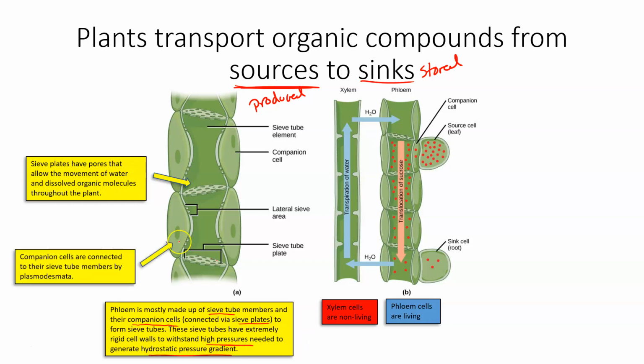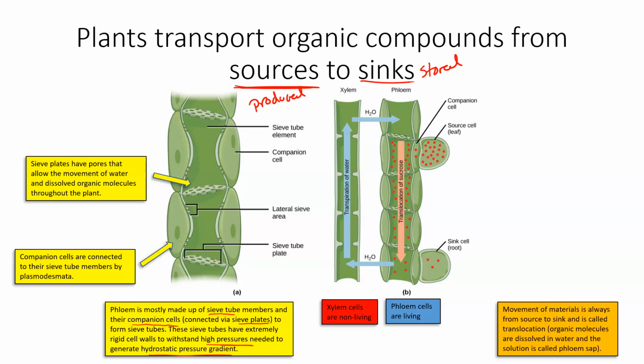These companion cells, which are found on the exterior or the periphery of the sieve tube elements, are connected to their sieve tube members by plasmodesmata. You can see them here. They're basically pores that allow water and other organic compounds to move through. Again, these cells are the life support that provide all of the things and the energy that these sieve tube elements need in order to stay alive, because phloem cells are living, whereas xylem cells are non-living.